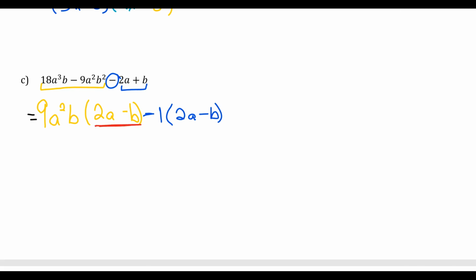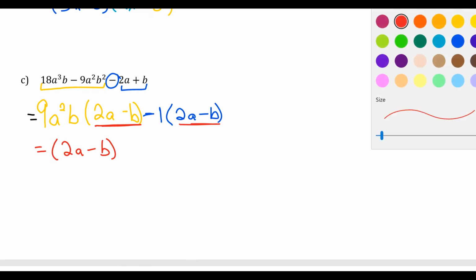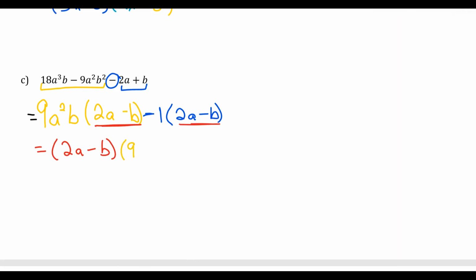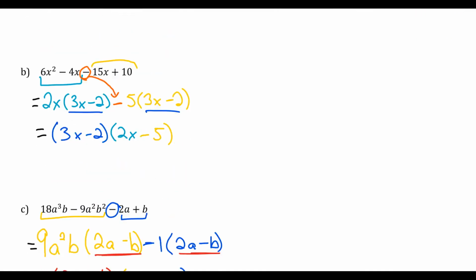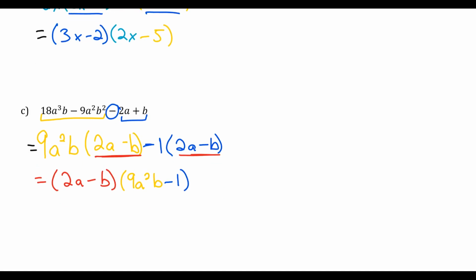Now, looking at these, my two binomials are the same, leaving me with 2a minus b. And I put my leftovers, my 9a squared b minus 1, in my second set of parentheses. So now this is completely factored out. Again, be careful on some of these. You have to pay attention when you take that negative sign out. It changes this back sign. Then also, if there's nothing to take out, always take a 1. Okay? So practice factor by grouping, and then let me know if you have any questions.